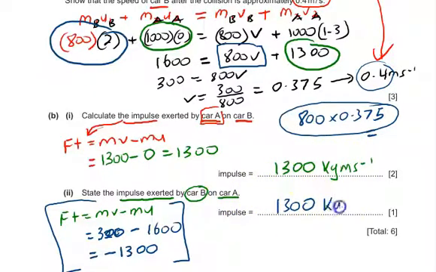So you must have the same answer here. Okay, so this is a total of 6 marks. Whenever you have an impulse, one should be positive and the other should have a negative value. But since they're just asking us to state, we can state both as positive values.